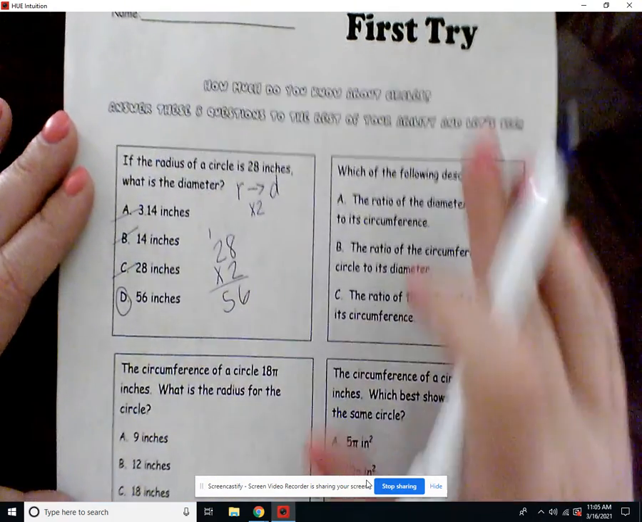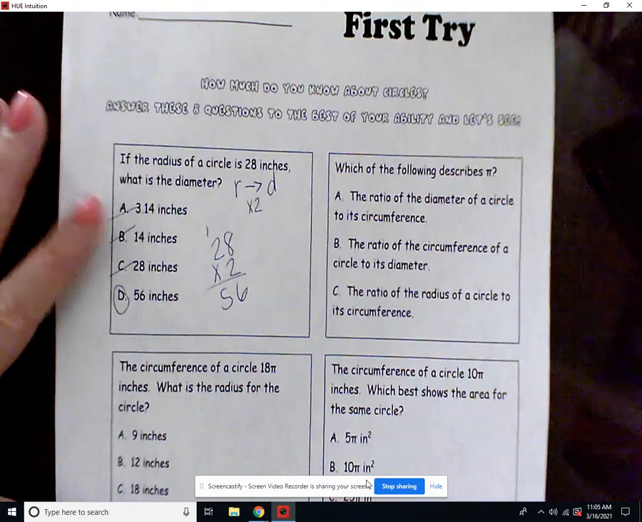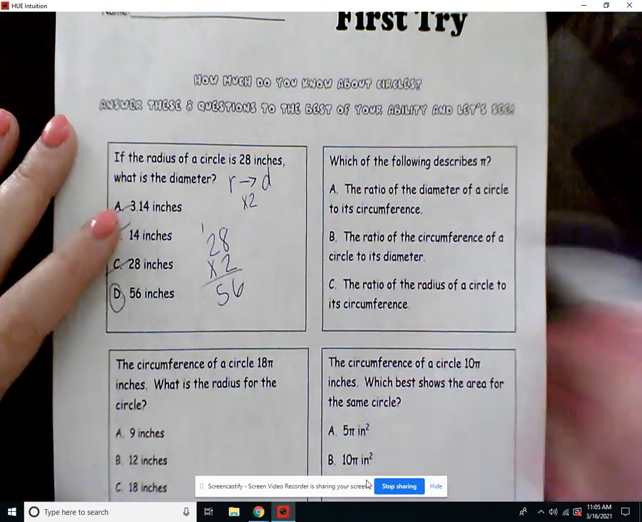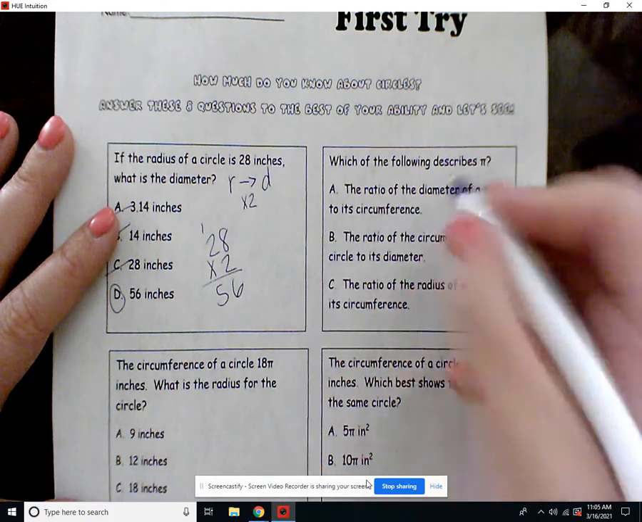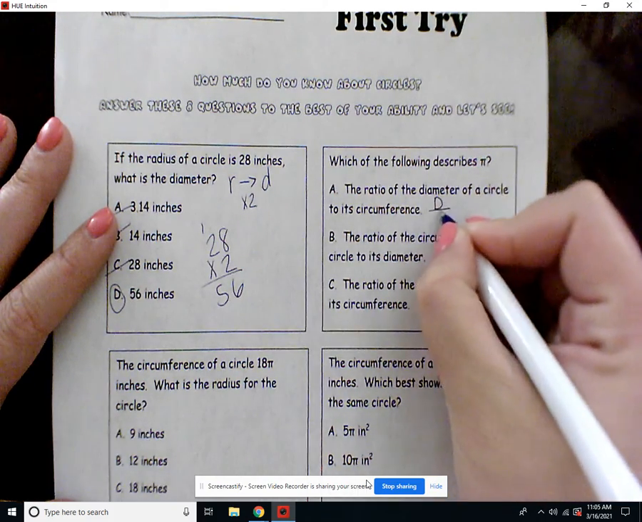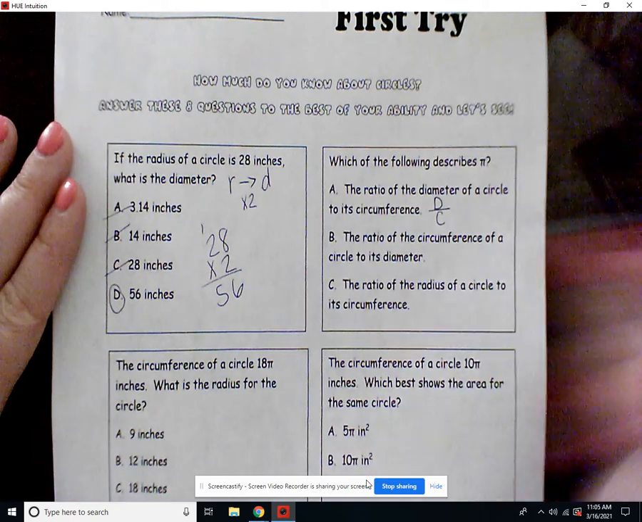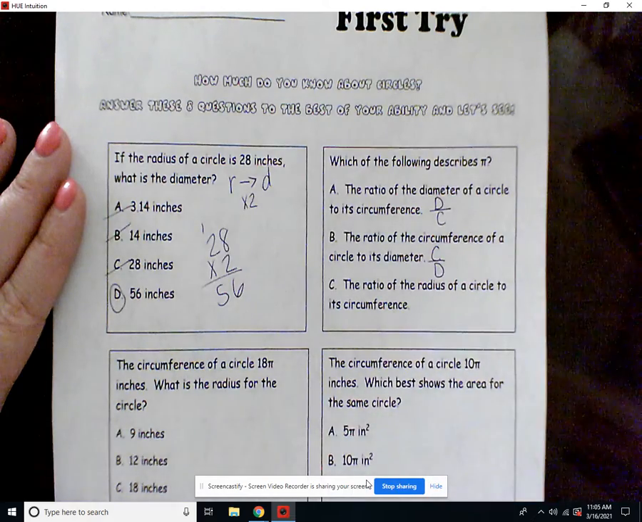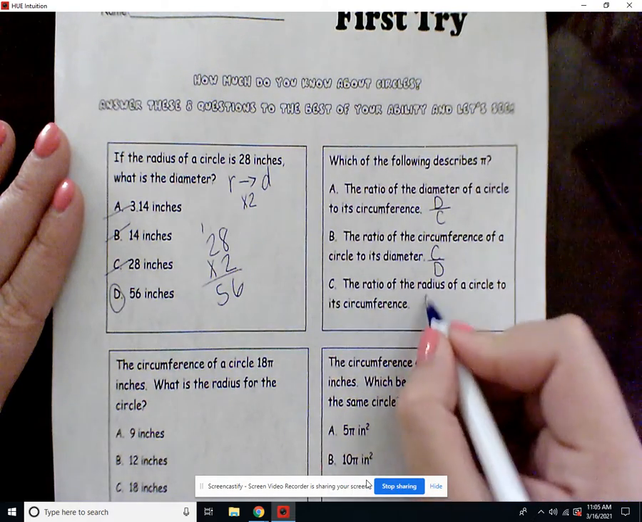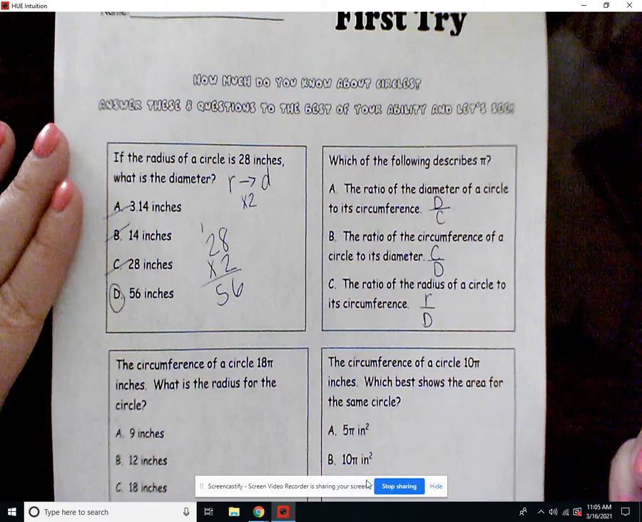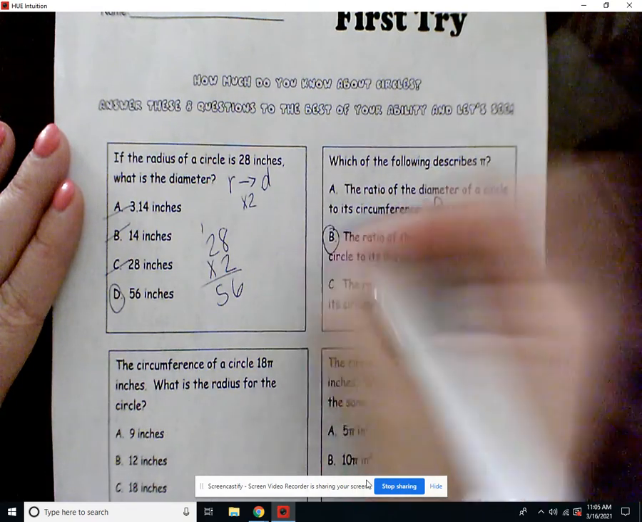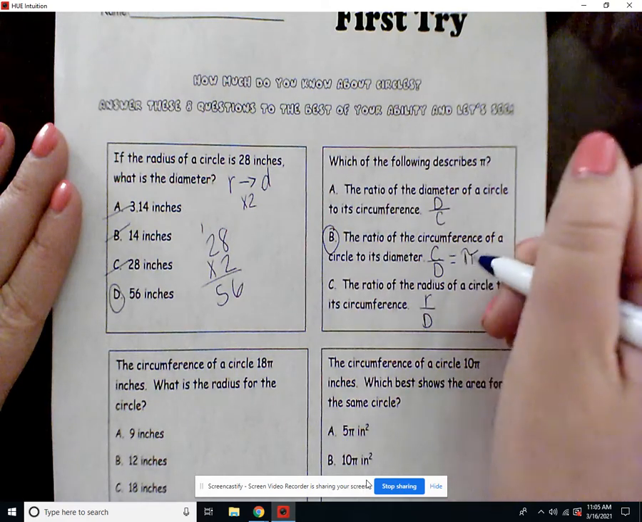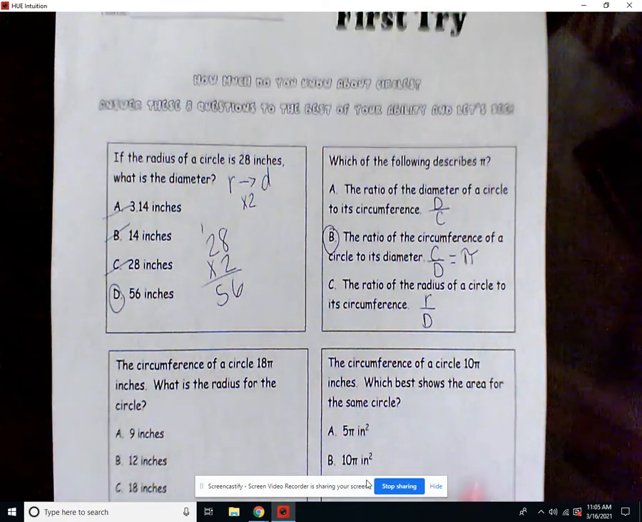All right, so this next one over here is going to be a new one for us. Which of the following describes pi? So what that means is, how do you get pi? The ratio of the diameter of a circle to its circumference? So it's saying take your diameter over your circumference. The circumference of a circle to its diameter? Or is it the radius of a circle to its diameter? And so our correct answer is going to be B. If we take our circumference and divide it by our diameter, we're going to get 3.14.